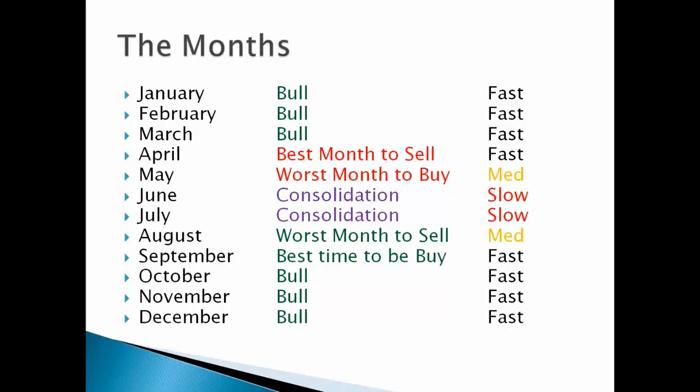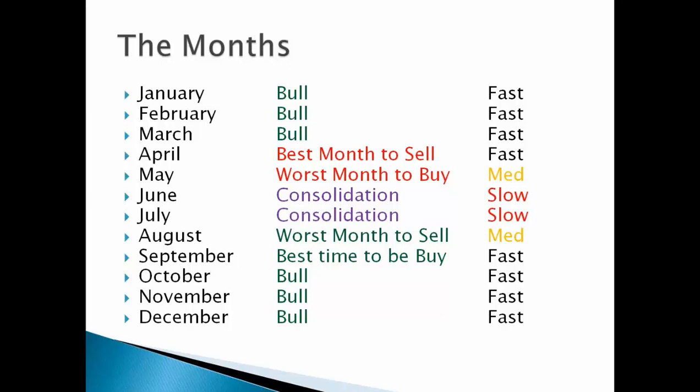This is what I have observed over the years, and it's also backed up with data. January, February, March are all bullish and extremely fast markets. April is the best month to sell. April and May are the best months to sell. They are still fast markets. You'll remember the saying, sell in May and go away. These are profit-taking months, April and May. April is the best month to sell, and May is the worst month to buy.